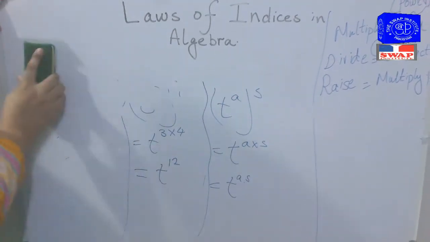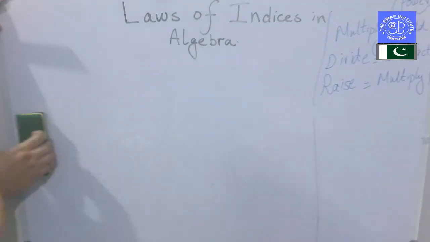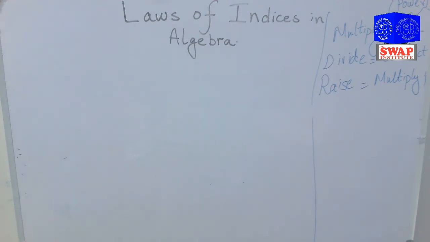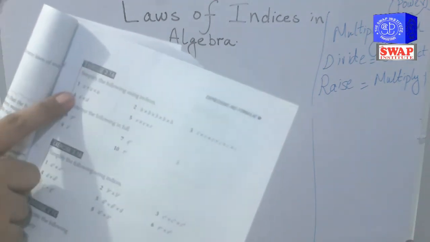But sometimes we may have some questions in which we have to apply 2 different rules. Like if you see page number 17 of your book, you will see 2.1a. You have to write in index form, that we did in the first question. Then the index form is given and you have to write it in full form. In 2.1b, it's the law of multiplication. It means you have to add the powers.